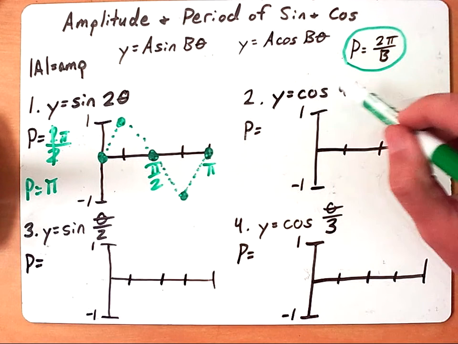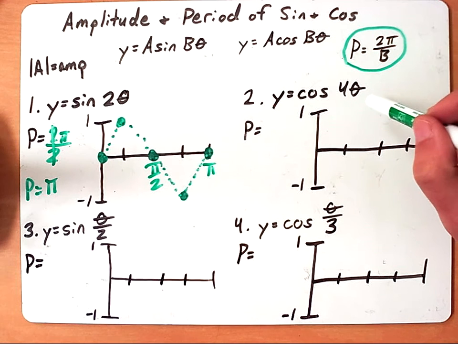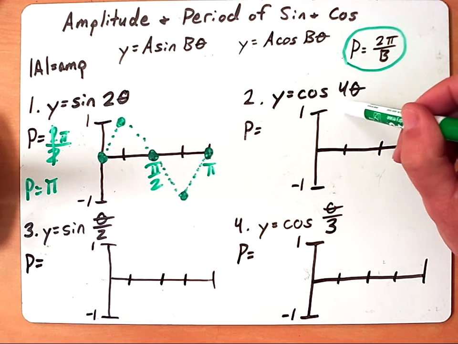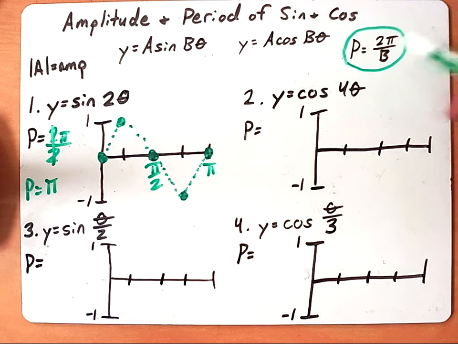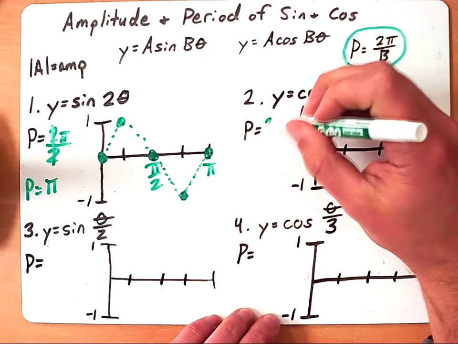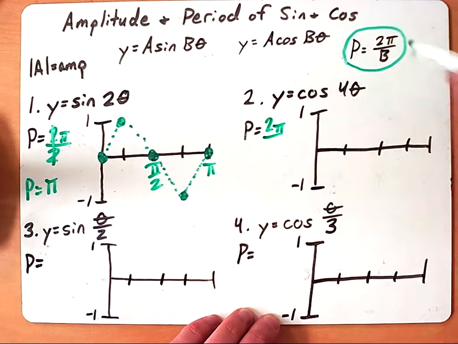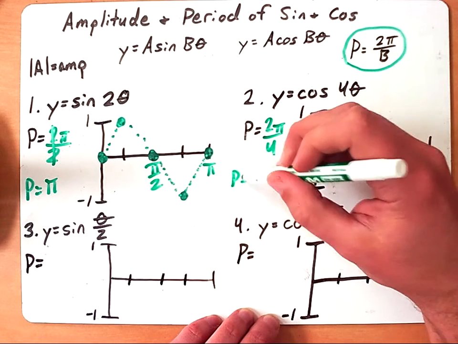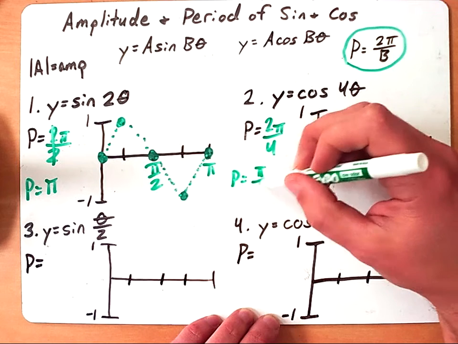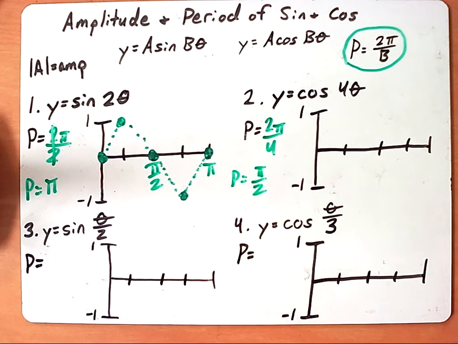We have y equals cosine of 4 theta. All right, so again, 4 is not my period. I have to use the 4, the coefficient of theta, plug it into my formula up here to find out what my period is. So I get 2 pi over 4. So if I reduce this down, I get that my period is going to equal pi over 2. So I'm going to come over here to my graph, and I'm going to put pi over 2 at the very end, because that is my period.